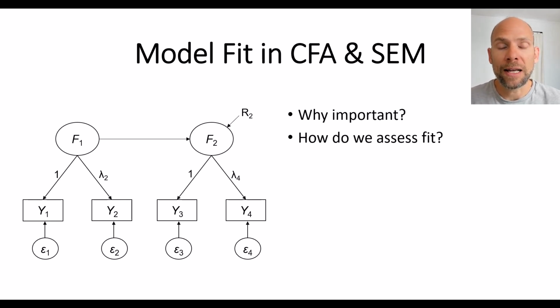So if a model has testable restrictions, and a model with two factors and four indicators like this one is already over-identified and is testable, we can then see whether the model-implied means and covariances are in line with our observed means and covariances. Now, why do we care? Well, first of all, we want to test our model. We want to find out, is this the right model for the data?